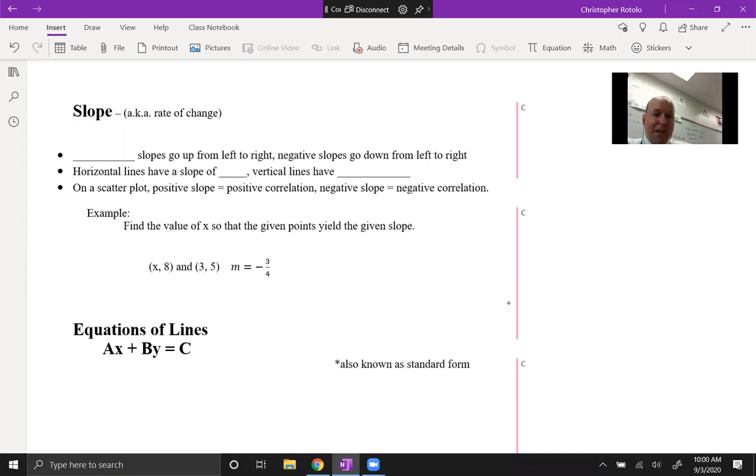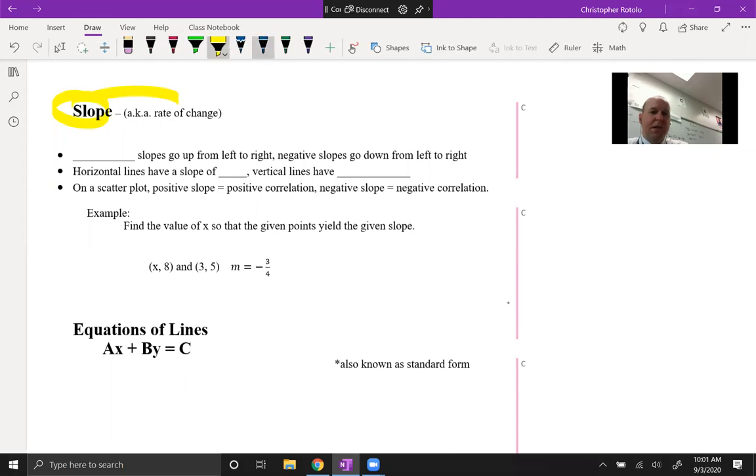Anywho, here we go. We're going to talk about lines and parallel lines, perpendicular lines, just a nice review of all those things. So that gives you the idea. So slope, also known as the rate of change. We want to make sure that we review just a couple things here.